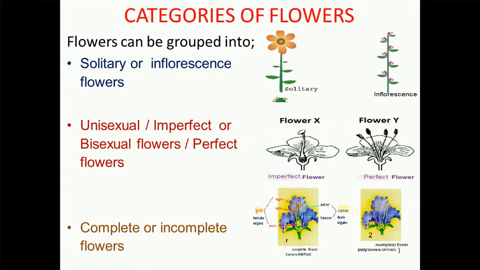But if a flower should have both, I mean both the stamen and the pistil on it, such a flower is said to be perfect. Okay, so you can check the images to have a better understanding.